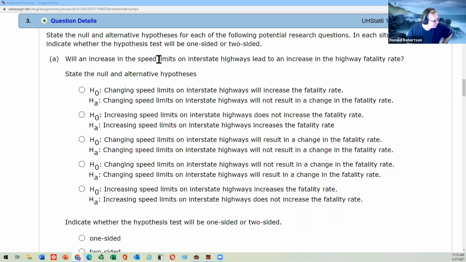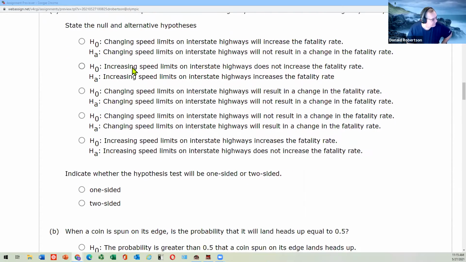Will an increase in speed limits on interstate highways lead to an increase in highway fatalities? So, in English, one of these 5 would be your null and your alternate. And I'm looking at this one as the answer. Is it that one I picked? No, I picked this one. Yeah.